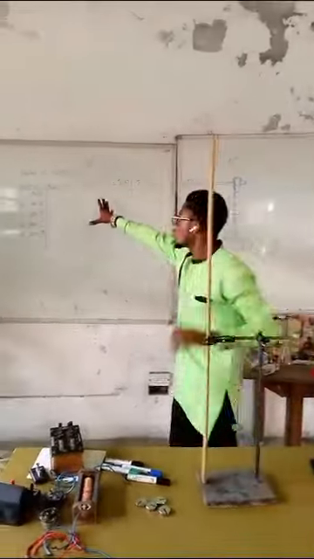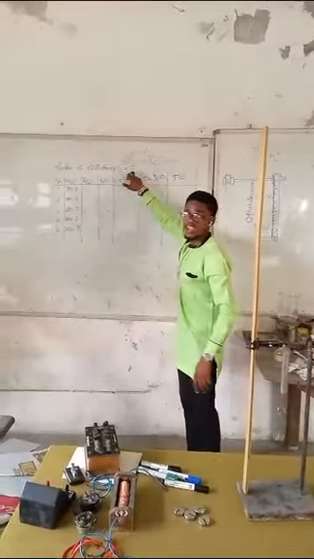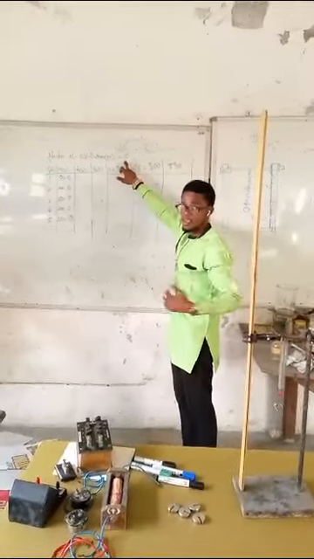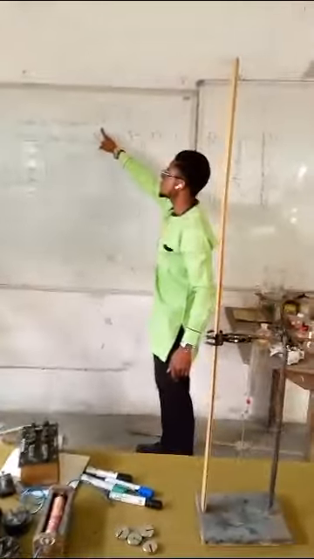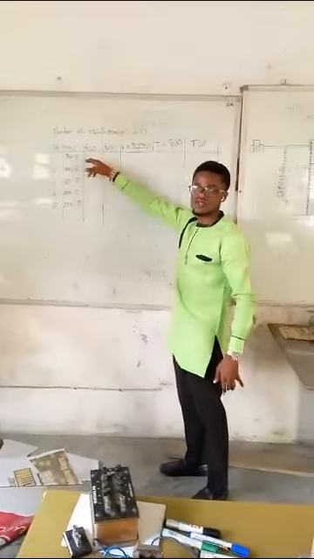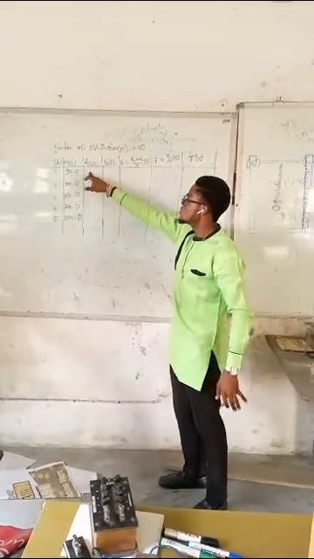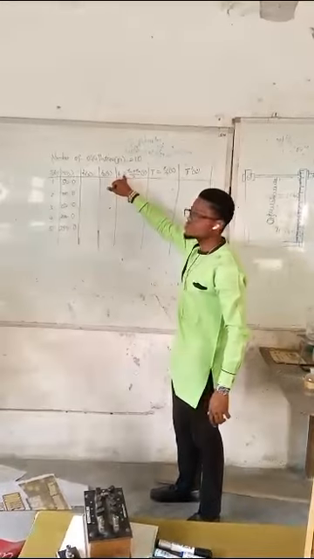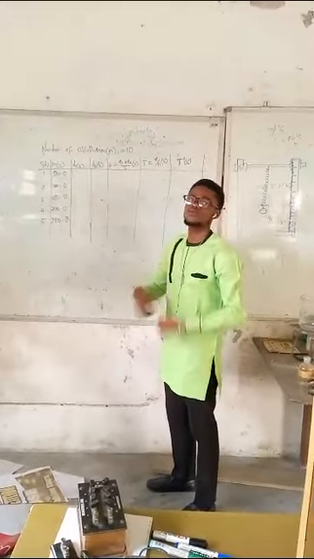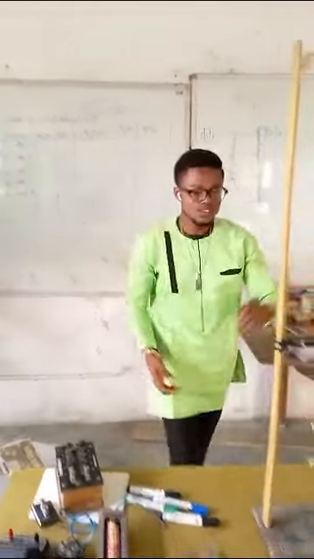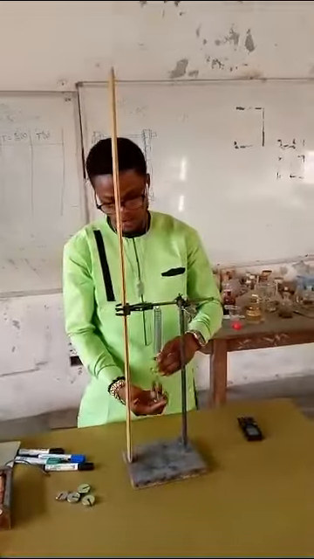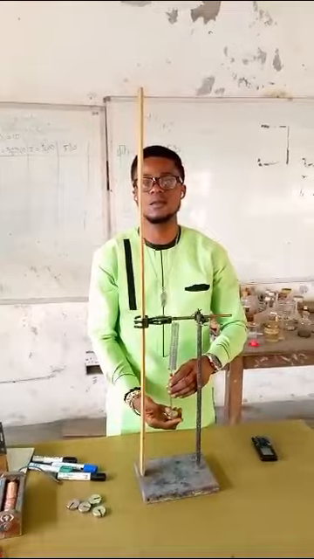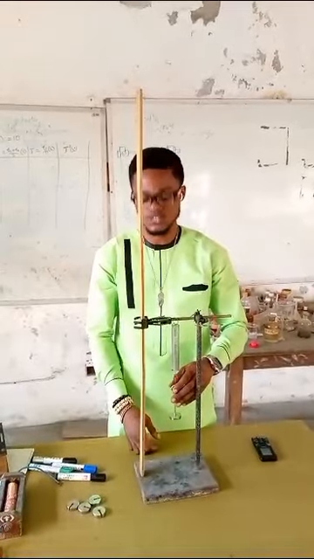Now, the table of observation says making 10 complete oscillations. If you look at my table, I have T1 and T2. The essence of this repeated reading is to avoid random errors, and this average helps to limit the random errors that we produce during the experiment. One of the precautions of this experiment is that you have to avoid draught. You also have to avoid conical oscillation.